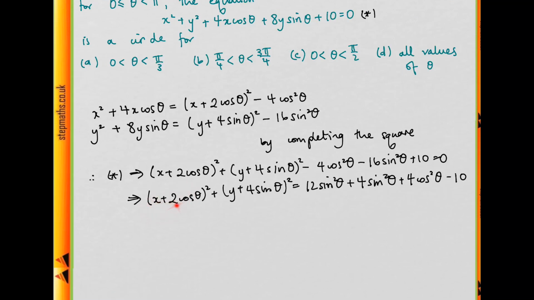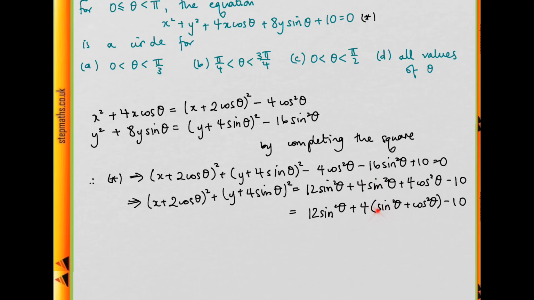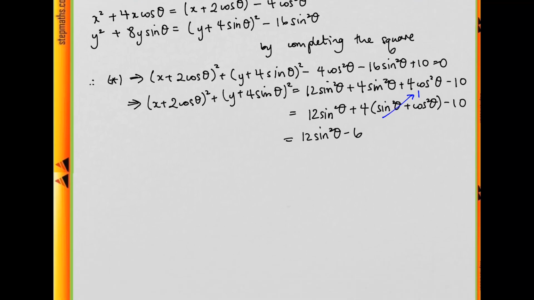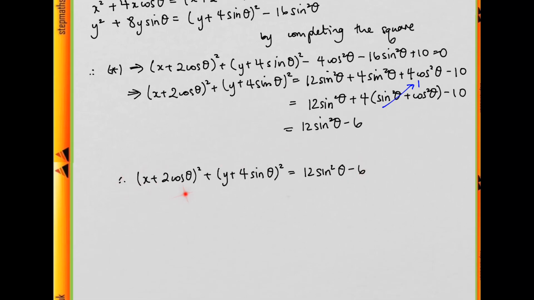So we have this x plus 2 cos theta squared plus y plus 4 sine theta squared is equal to this right hand side, and I've just split up the 16 sine squared theta. So we can see now we have 4 sine squared theta plus 4 cos squared theta. So if I factorize the 4 out, we can see that we've got 4 times sine squared theta plus cos squared theta, we know is just 1. So here we've got a 4 minus 10. So this right hand side actually is 12 sine squared theta minus 6.